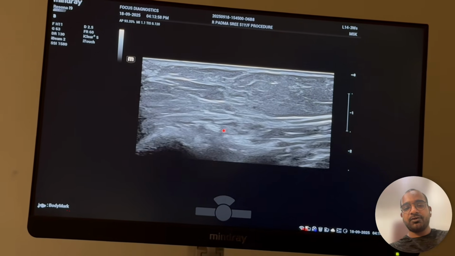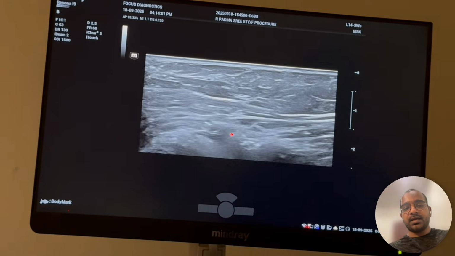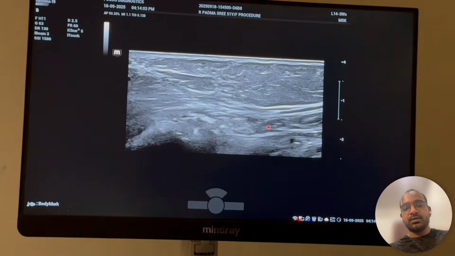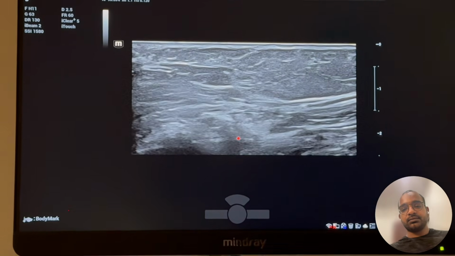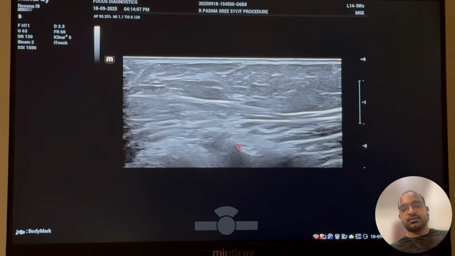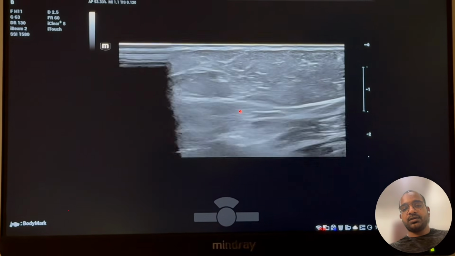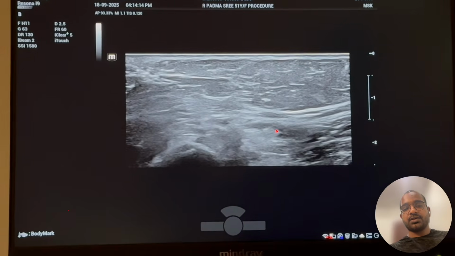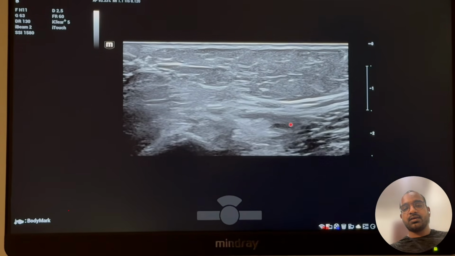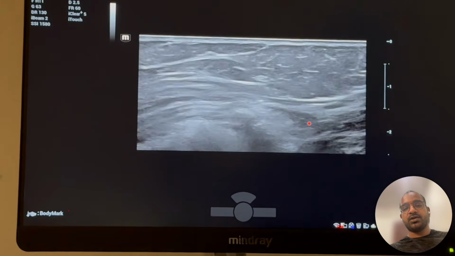Almost around 18 ml of fluid. See, I'm separating it layer by layer. The inguinal ligament also later on, and almost separating the nerve from the adjacent soft tissues. This is the nerve. This is the adjacent soft tissue where the fluid is there.